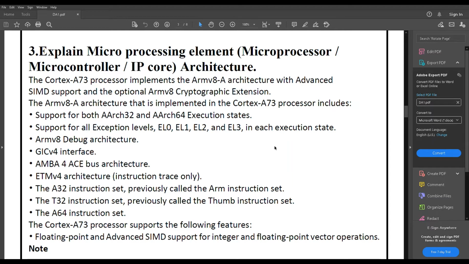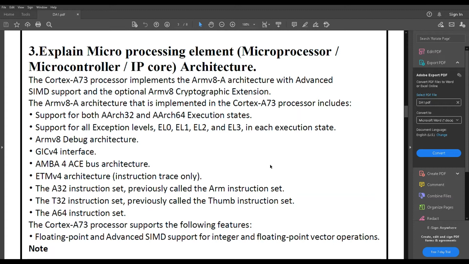The next question is to explain the microprocessing element architecture. The Cortex A73 processor implements an ARMv8-A architecture with advanced SIMD support and optional ARMv8 cryptographic extension. The ARMv8-A architecture that is implemented in the Cortex A73 processor includes support for both AArch32 and AArch64 execution states, support for all exception levels EL0, EL1, EL2, and EL3 in each execution state.